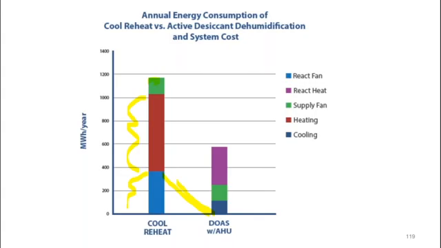So the cooling now becomes much, much less. About a third. The supply fan, in addition to the 1 fan for the air handler, we now have fans in the desiccant system, so that goes up just a bit. And then we have the reactivation heat. But when you look at a whole year, we're going to save about half of the energy. So that's a comparison of cool reheat versus active desiccant dehumidification for the hospital surgical suite.